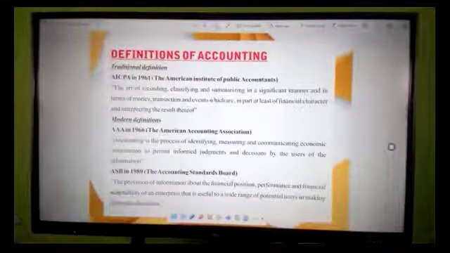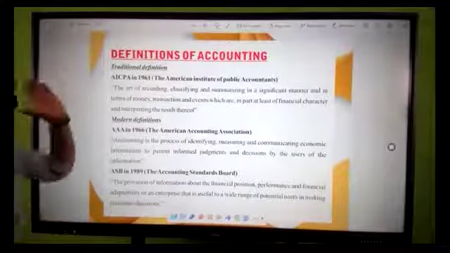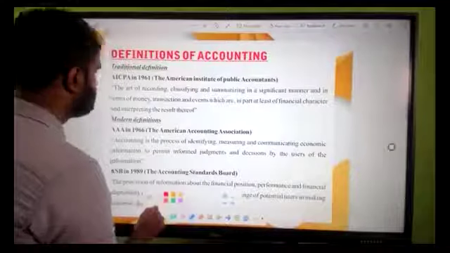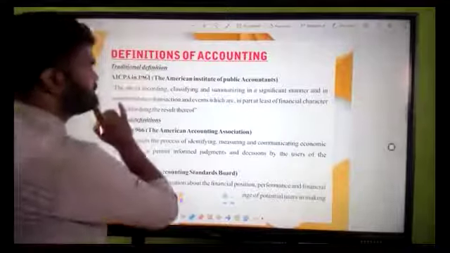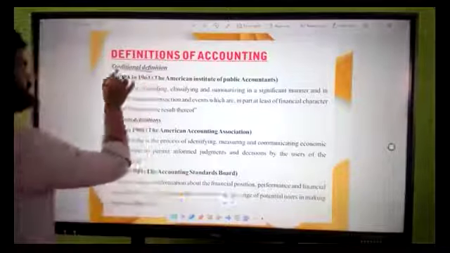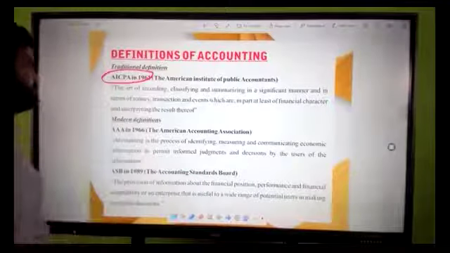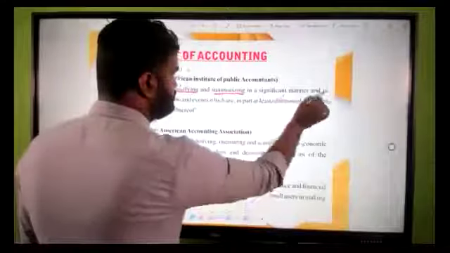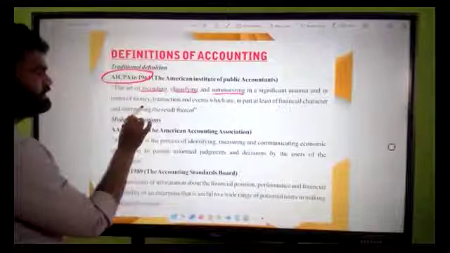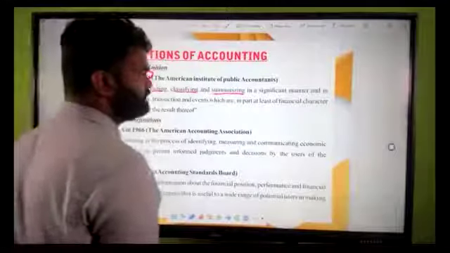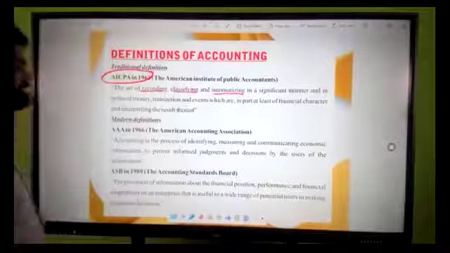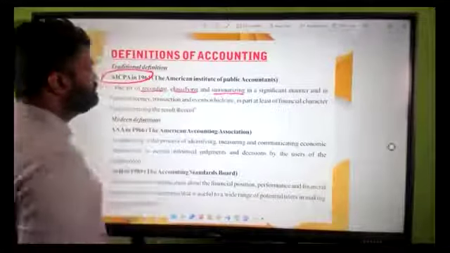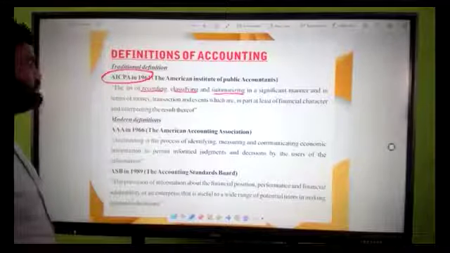There are so many definitions we can identify. Basically, the traditional definition, right? Who declared this traditional definition? Basically, the American Institute of Public Accountants, AICPA. It says that accounting is the art of recording, classifying, and summarizing in a significant manner in terms of money, transactions and events which are, in part at least, of a financial character, and interpreting the results thereof. So they identified basically only three functions. That's why it's called the traditional definition.